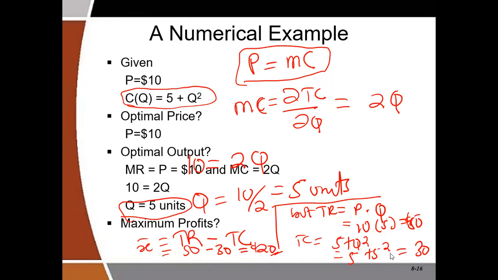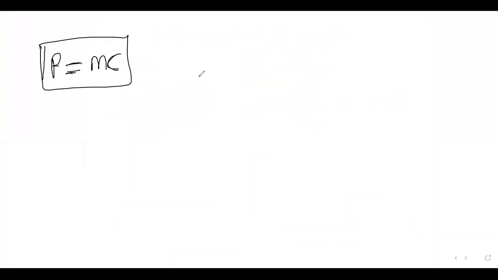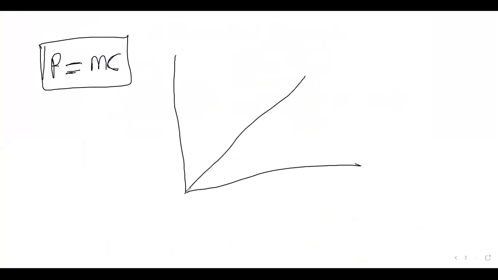That's the maximum profit. All right, so we are going to illustrate this concept on a graph, and it's very simple and straightforward. Now, if we draw a graph, this will definitely be my total revenue. This is my total revenue.